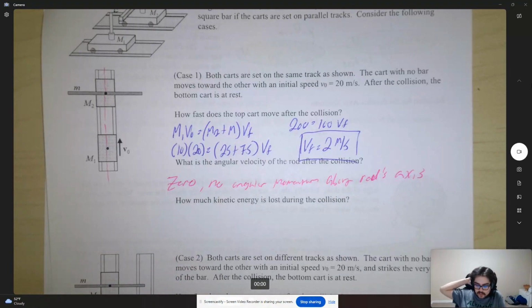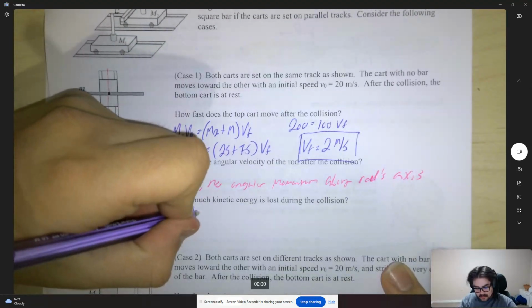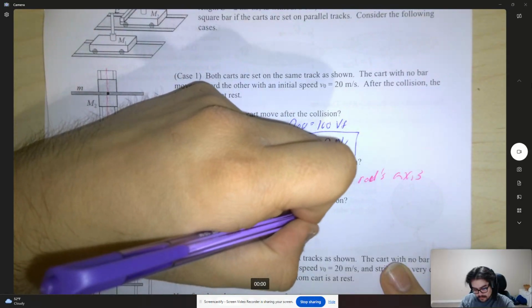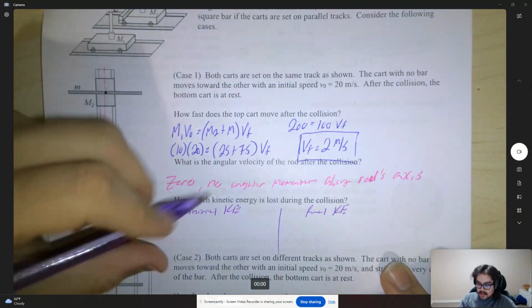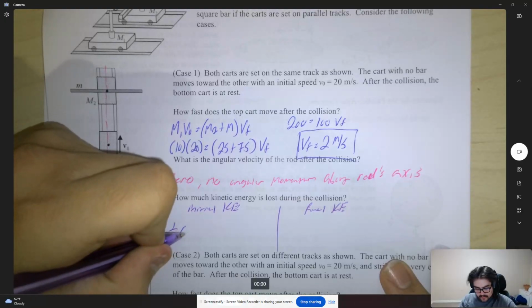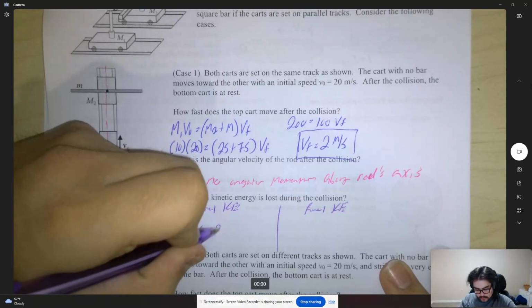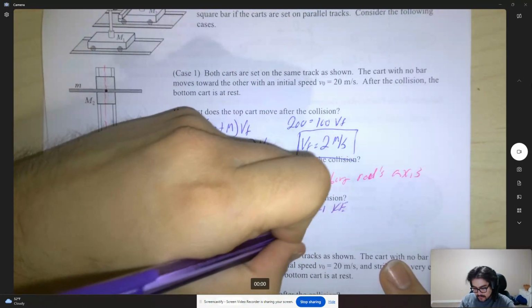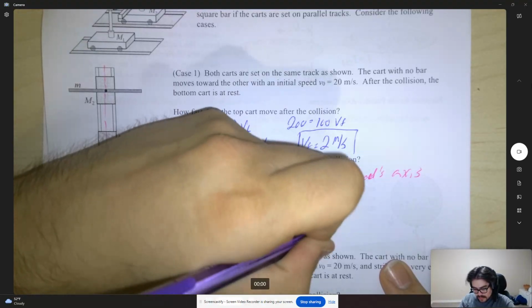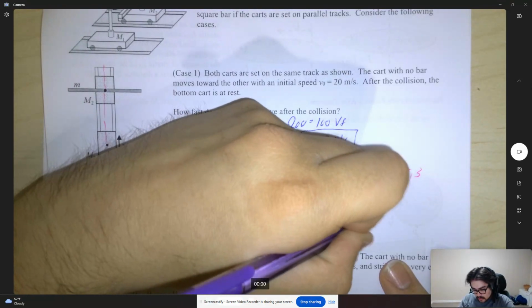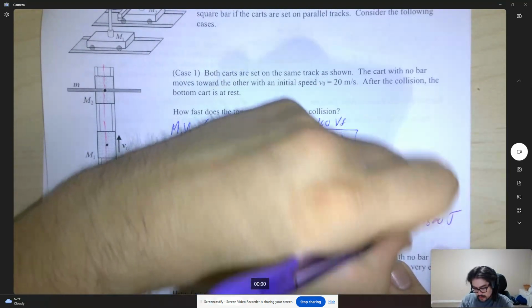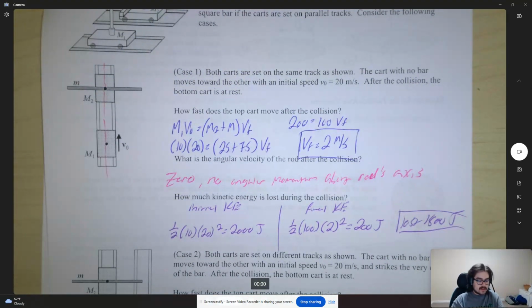And then how much kinetic energy is lost during the collision? Well, that's pretty easy to solve. You just do initial KE and then final KE. The initial kinetic energy is just 1/2 mv squared, so 1/2 times 10 times 20 squared. You end up getting 2,000 joules. The final kinetic energy is 1/2 times 100 times 2 squared, and you get 200 joules. So we lost 1,800 joules in the collision. We lost a lot of energy in that collision.